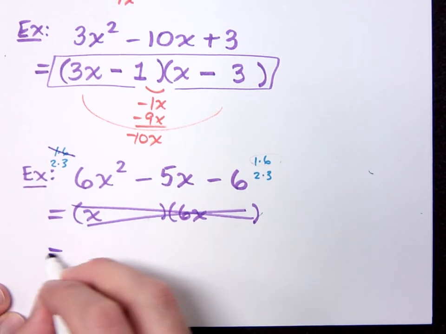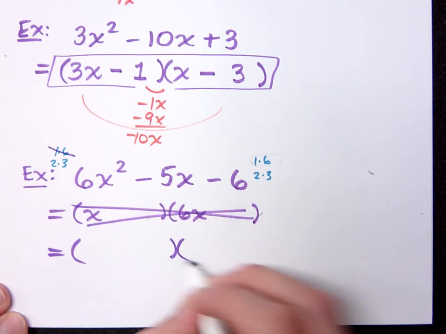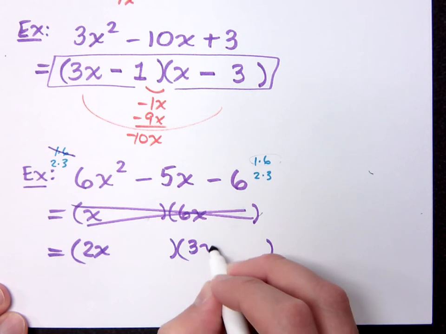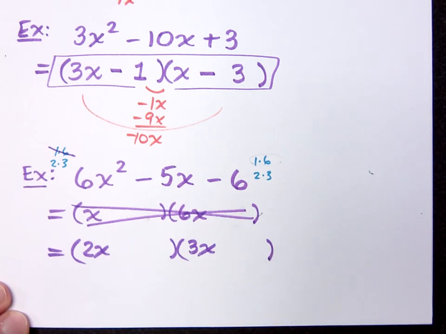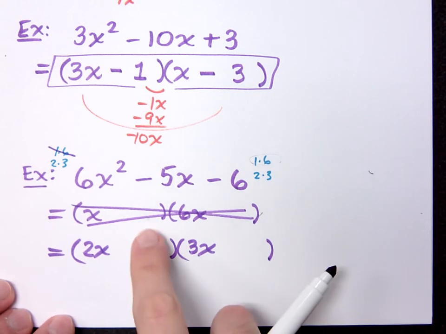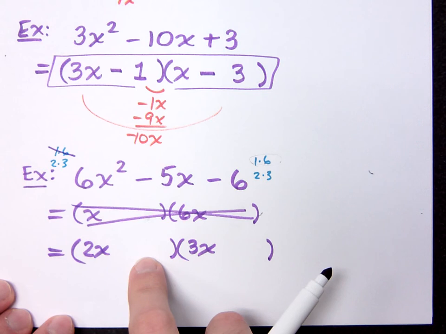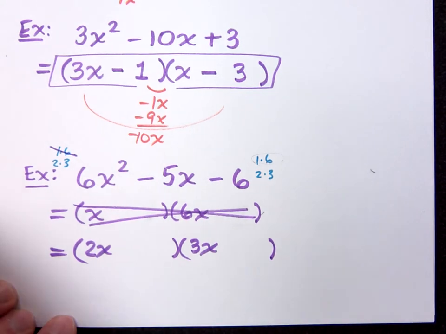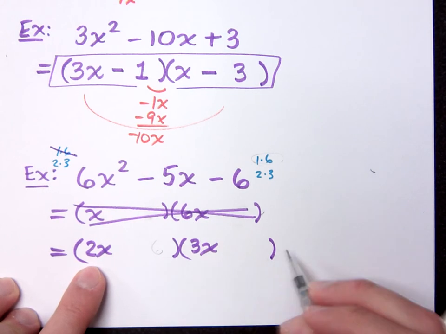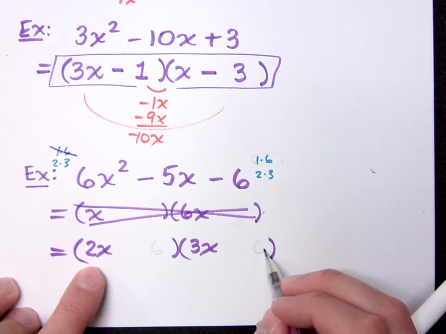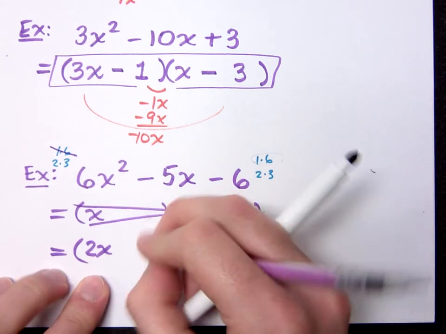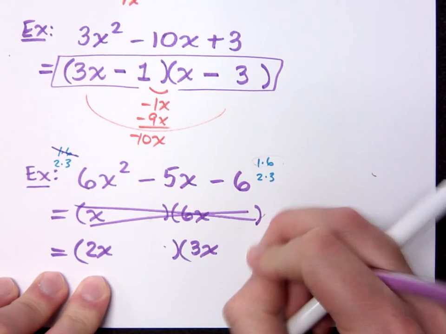Now that doesn't mean that this guy's prime, it just means I need to try another combination. So instead of using x and 6x, maybe I use the 2 and the 3. So 2x and 3x. Now if I come over here and I try to use the 1 and the 6, can I put the 6 with the 2? No. If I put the 6 with the 2, that's a contradiction. It's a common factor, right? So that means the 6 has to go with the 3, right? No, that gives me another contradiction. So that tells me that I can't use 1 and 6 here.